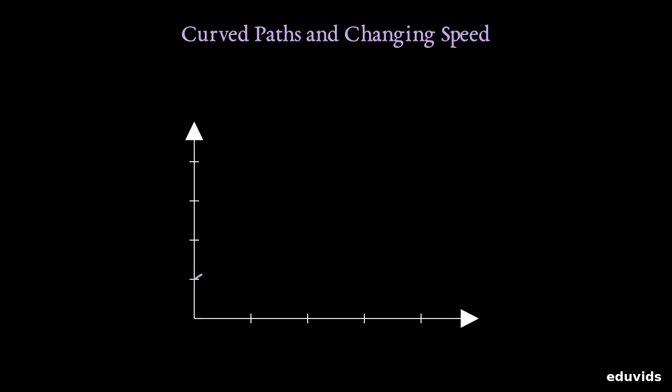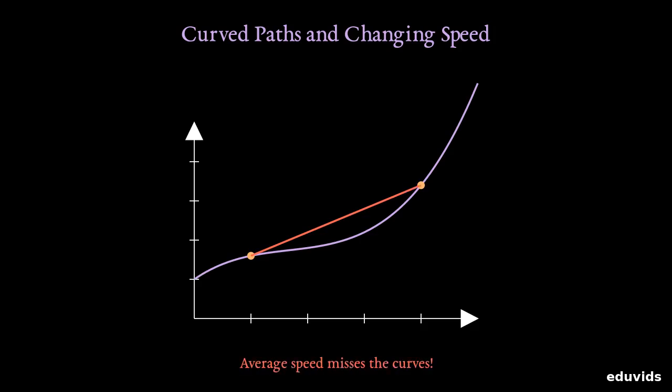But what happens if the road is curved? If you are driving on a winding path, your speed is constantly changing. We cannot just pick two far apart points to find your speed because your pace was different in between them. We need to look at a tiny slice of time.